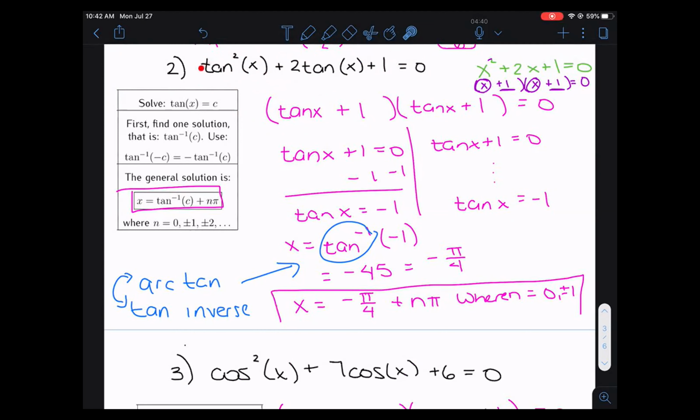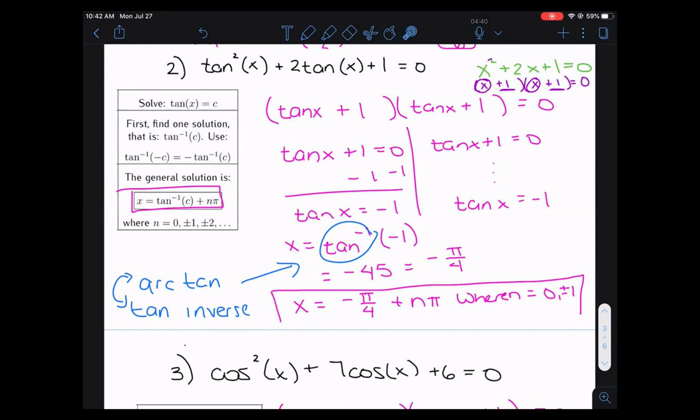And then again, if you aren't comfortable with tangent, you can always just switch it over to regular x. So this would be the same thing as saying x squared plus 2x plus 1 equal to 0, and then just factor it normally. So this would be x plus 1 times x plus 1. So that's how you can get that. And then just solve it regularly.